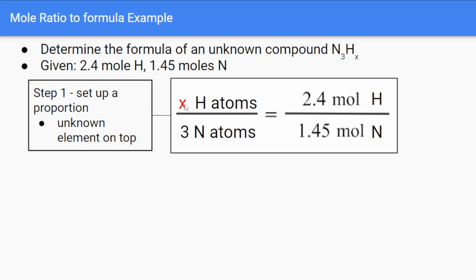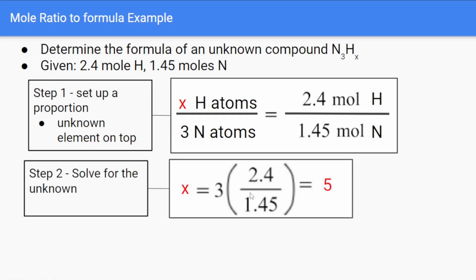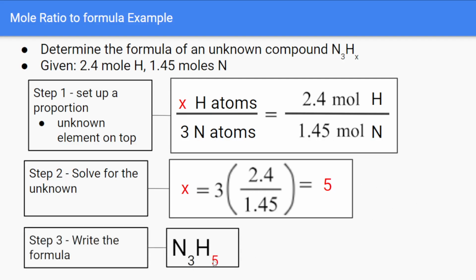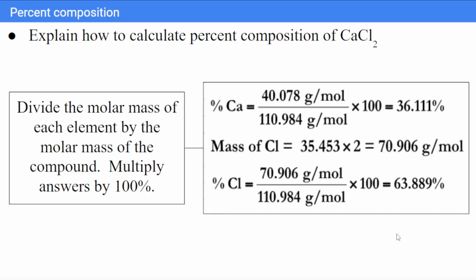So we are looking for H. We know N. So there are 3 nitrogen atoms, 2.4 moles of hydrogen, 1.45 moles of nitrogen. And then again, you're just going to solve for the unknown. So 3 times 2.4 divided by 1.45 will give you 5, and you plug that into the formula, N3H5.